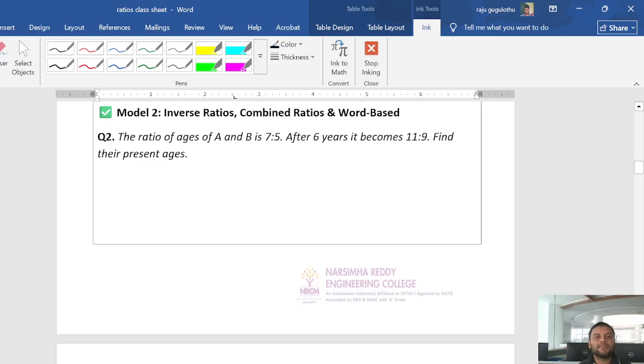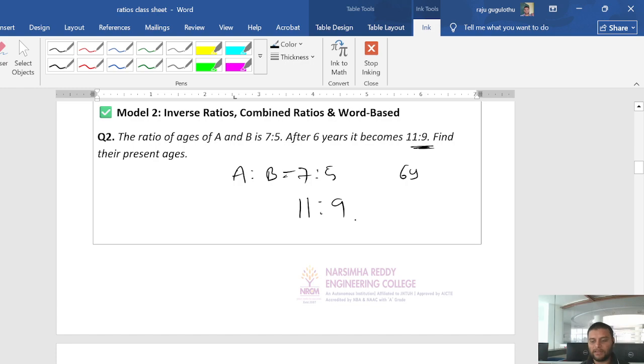Guys, inverse ratio, combined ratio, word based class. You can see this example over here. The ratio of ages of A and B is 7 is to 5. After 6 years, their ratio becomes 11 is to 9.